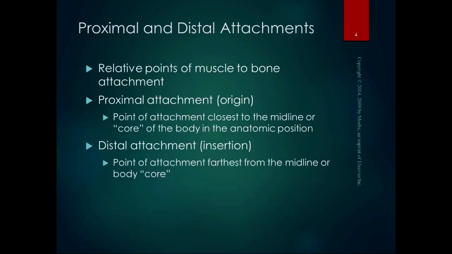So again, this is a review. We've already talked about it in the last module, and I'm sure in other points in your life you've heard this too. So proximal and distal attachments, we're talking about relative points of muscle to bone attachments. The proximal attachment, also known as the origin, is the point of attachment closest to the midline or core of the body in the anatomical position. The distal attachment or the insertion is the point of attachment farthest from the midline or the core of the body. So that's just redefining those words.